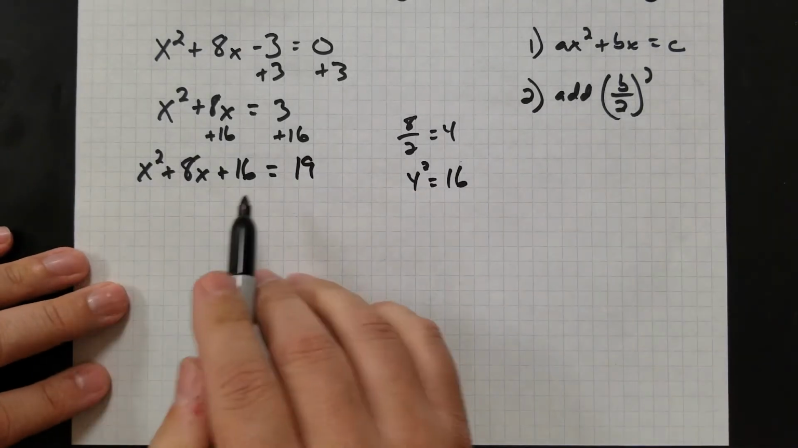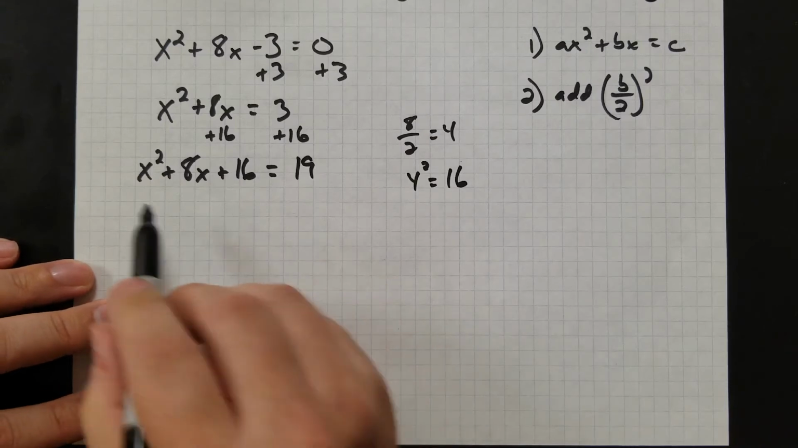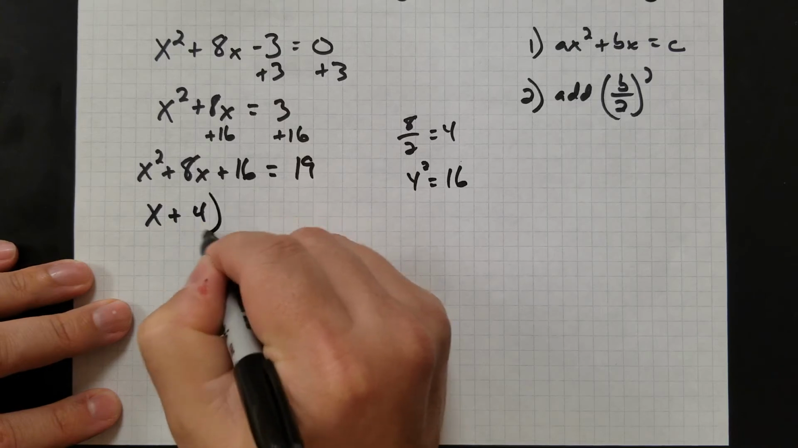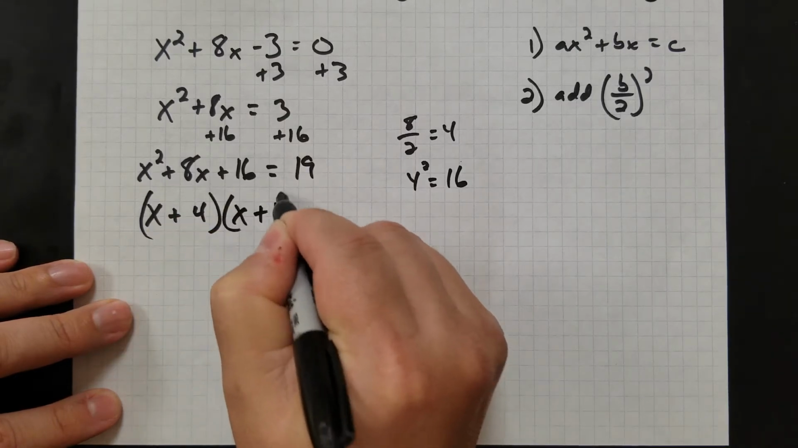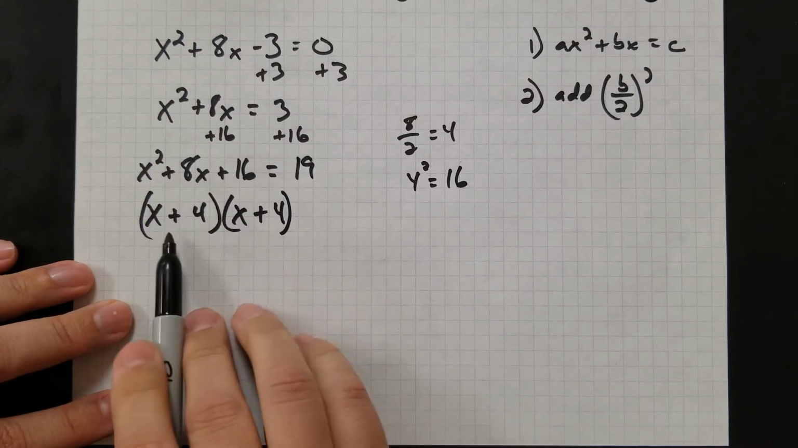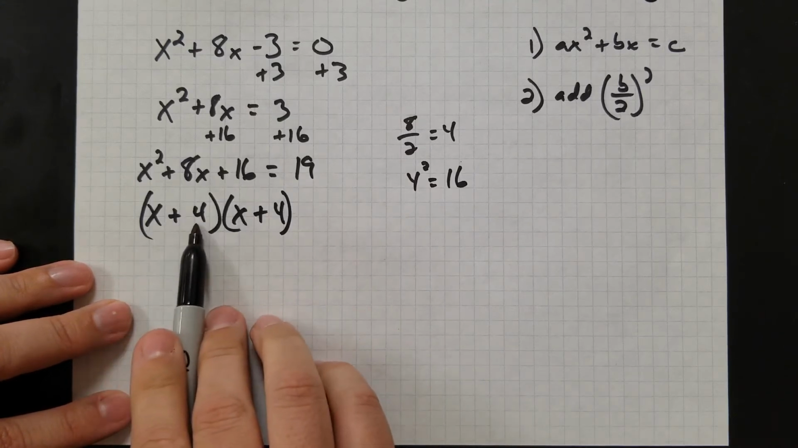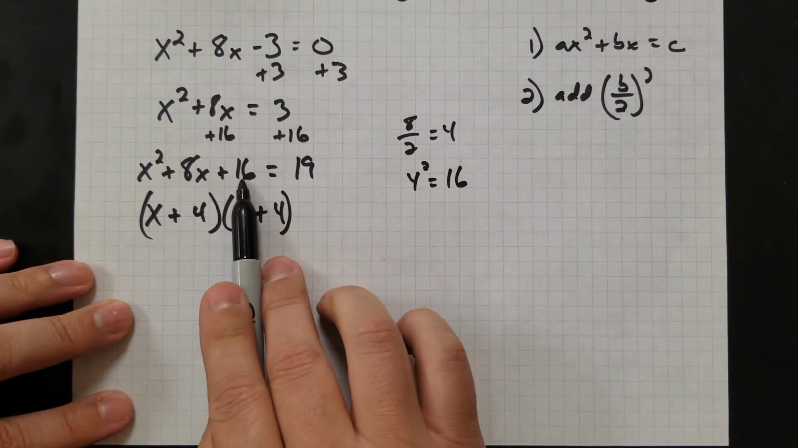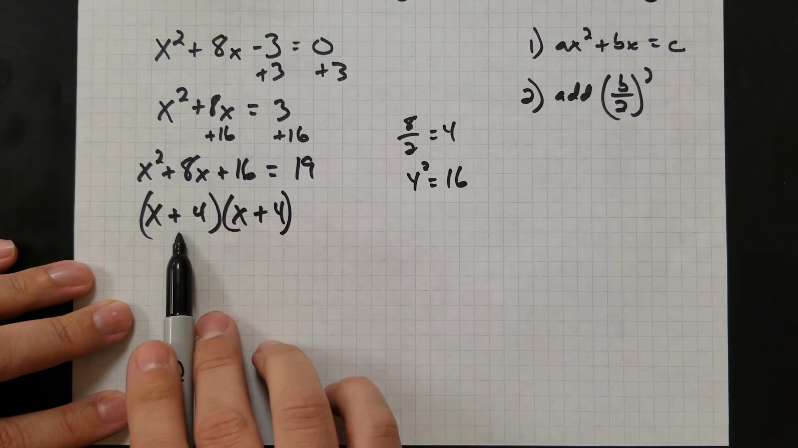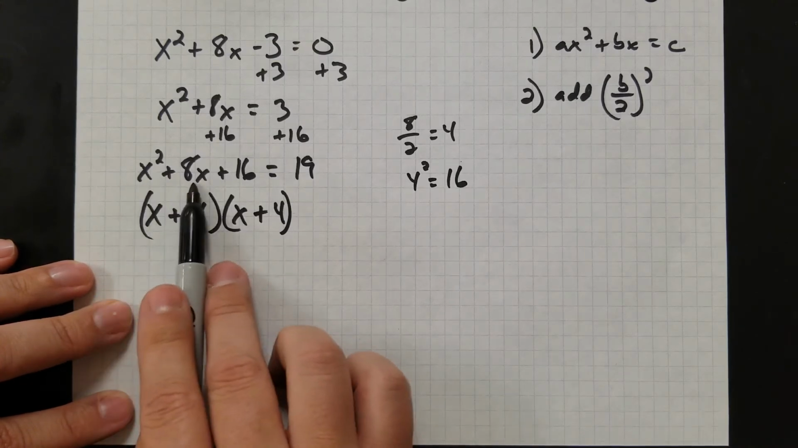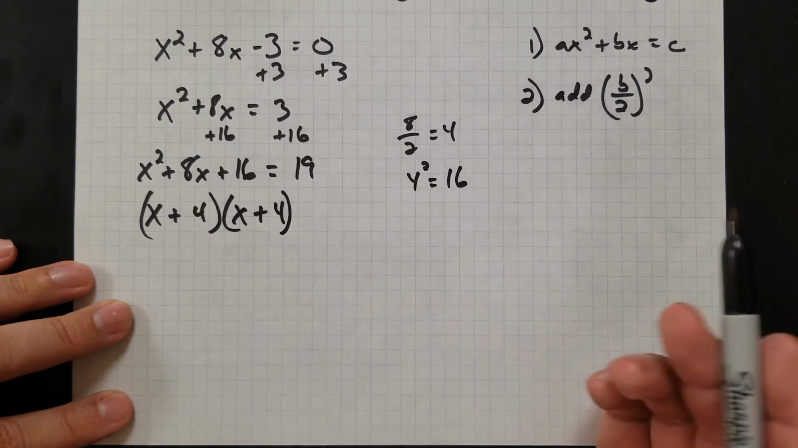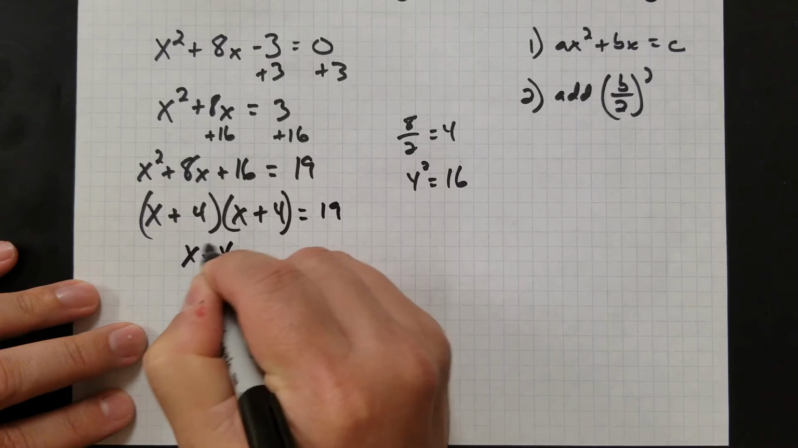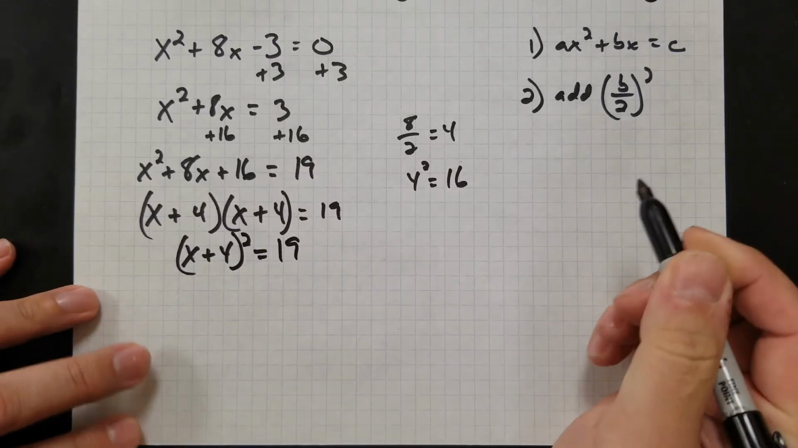Now I get my binomial perfect square, so it's x plus 4 times x plus 4. The easy way to tell is that the number after your x is just half of b, and the reason I squared it is to get the number over here. When I FOIL x plus 4 times x plus 4, I get back x squared plus 8x plus 16. So I just cut that number in half, or you can think about it. This equals 19, which is the same as x plus 4 quantity squared equals 19.